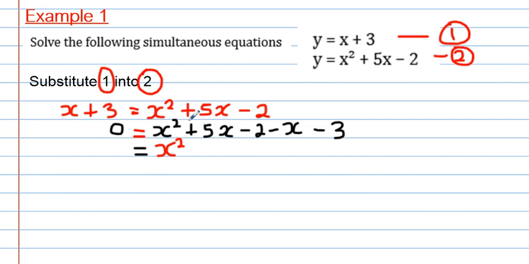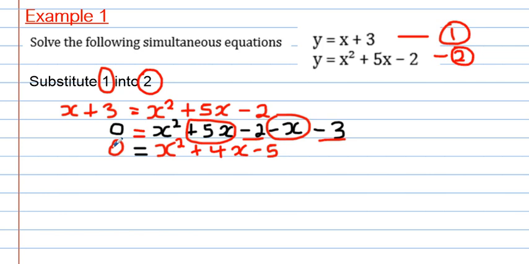Now let's tidy this 5x and this minus x. If you look at this 5x here, you know it is plus 5x. And then we have minus x. Don't forget to consider the sign to the left of it. So 5x minus x will give you plus 4x. And this minus 2 here, minus 2 and minus 3, that will give you minus 5. Now we have a quadratic equation.